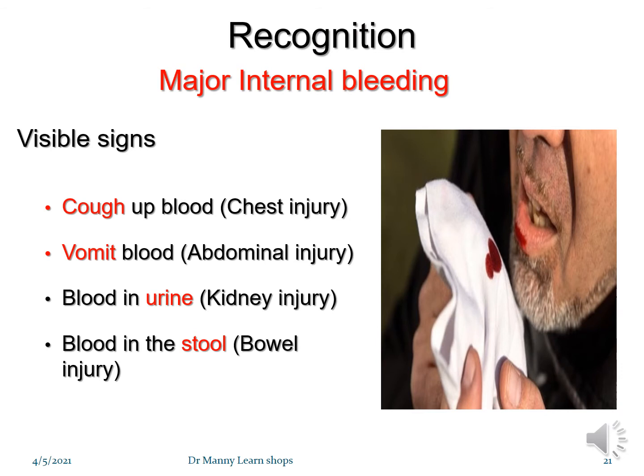How do you recognise major internal bleeding? Well, visible signs could be, if there's a chest injury, coughing up blood, hemoptysis. An abdominal injury, vomiting blood, hematemesis. A kidney or pelvic injury, urine in the blood, hematuria. You could have a bowel or abdominal injury, blood in the stool, melena.